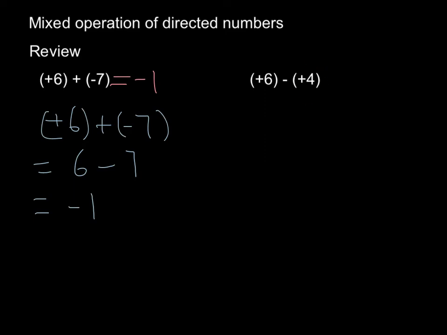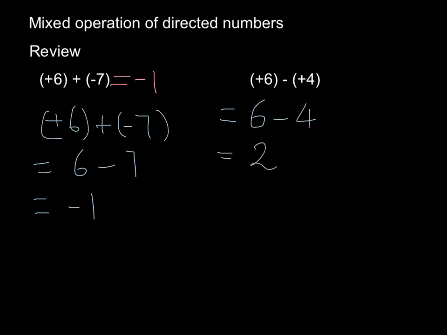Okay, therefore this one, for the positive number, we can just omit the positive sign. We have 6 minus 4, which is 2.